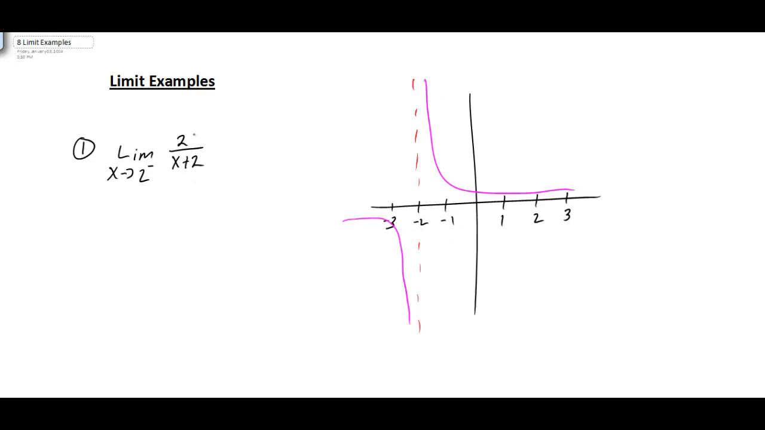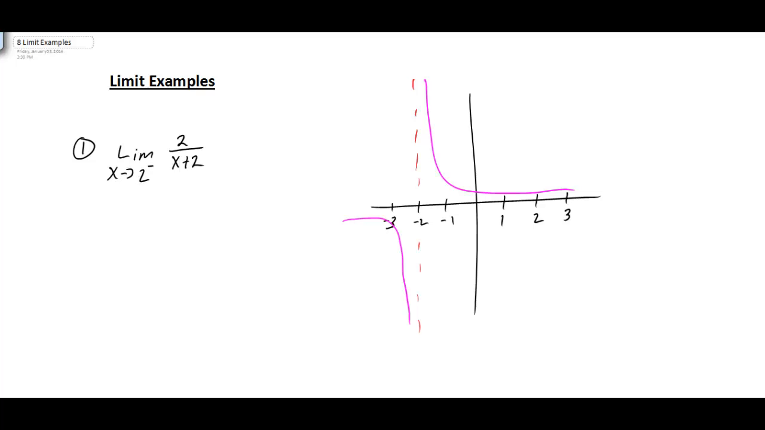And again, we know there's nothing to cancel out. So clearly at x equals negative 2, there is a discontinuity. Well, if we look closely here, there's a discontinuity at negative 2. And be very careful with this problem. It says, what's the limit as x approaches 2 from the left?